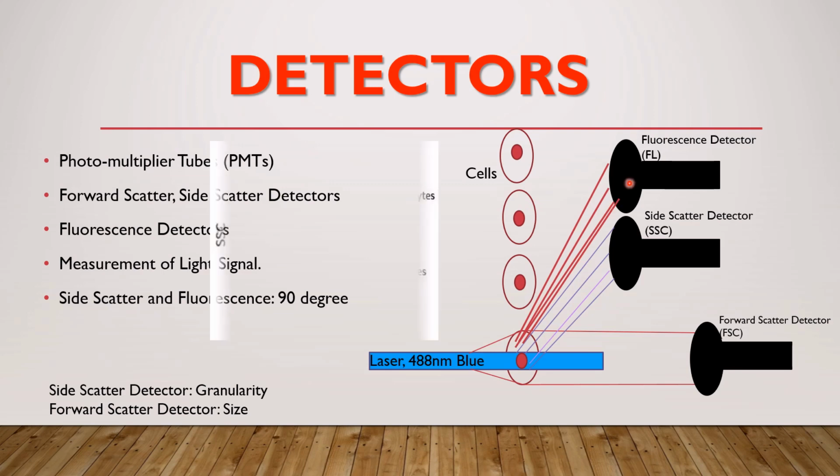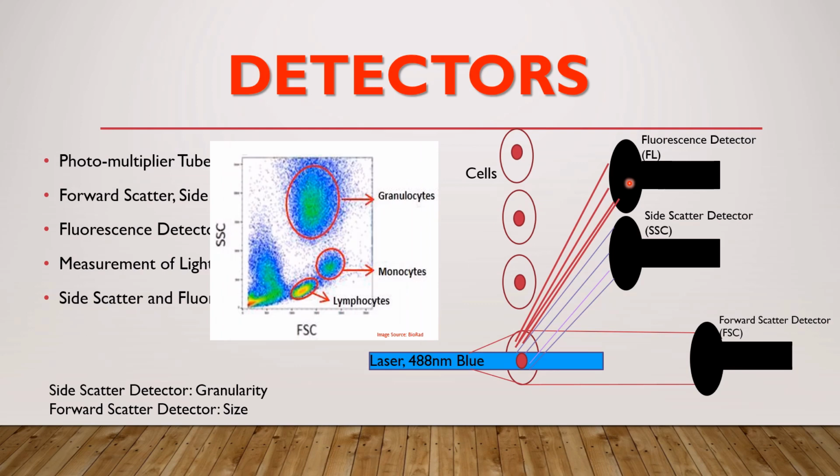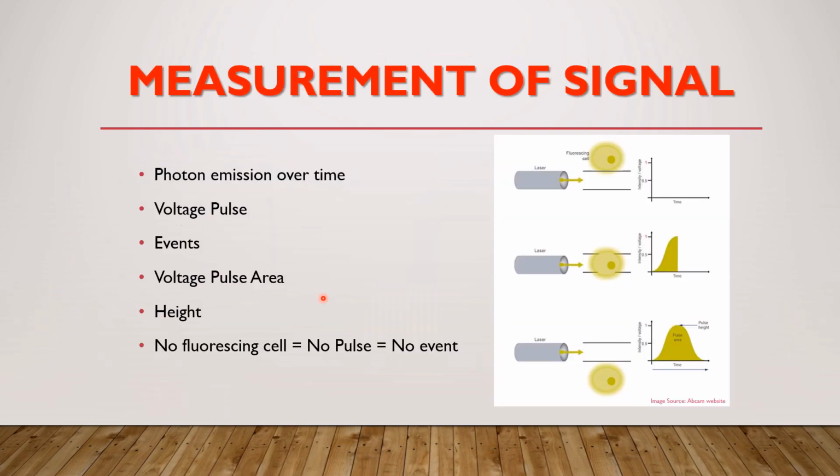Okay, so here is an example. This is SSC, side scatter, and forward scatter. These are the four different populations. Here these are the debris. So these are the blood cells: lymphocytes, monocytes and granulocytes. These are giving populations based on their size and granularity. Okay, then we will move to the next.